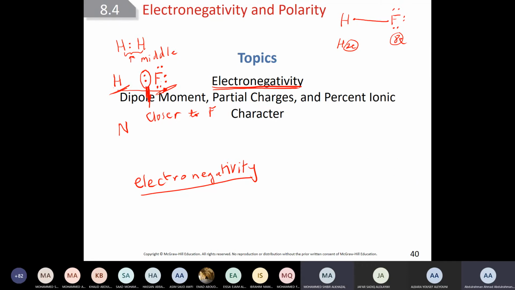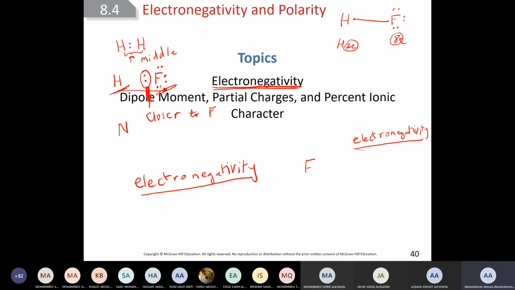And I want you to get your periodic table. Look carefully at your periodic table. Numbers were given to elements to show their electronegativity. The electronegativity was calculated, and I want you to memorize these numbers that I'm going to write now.